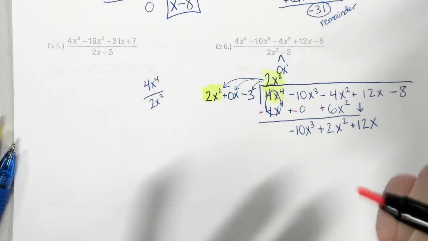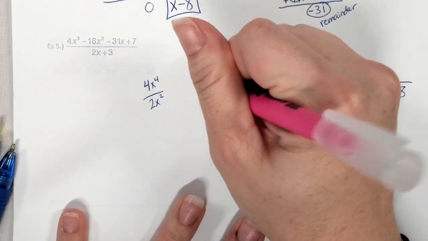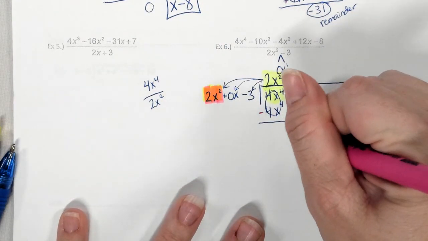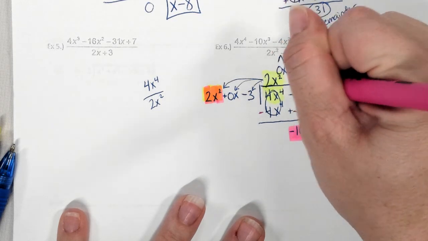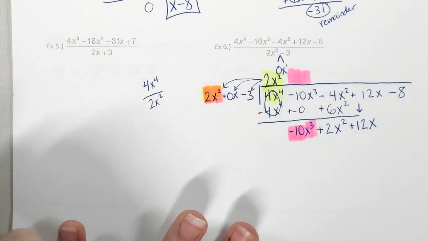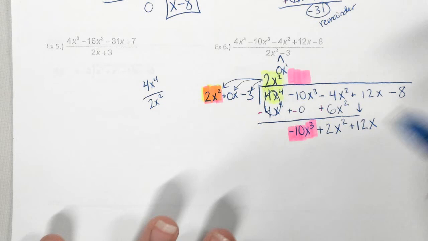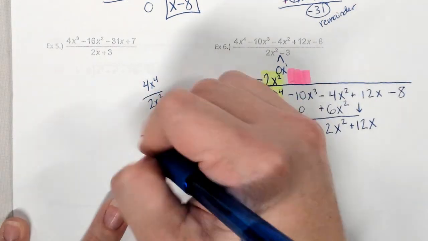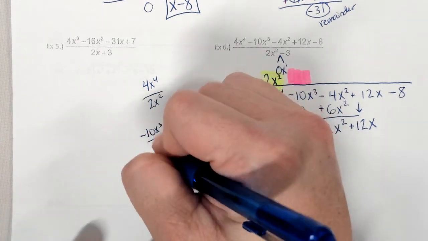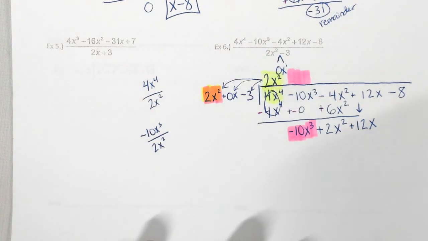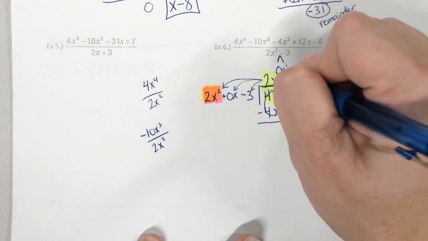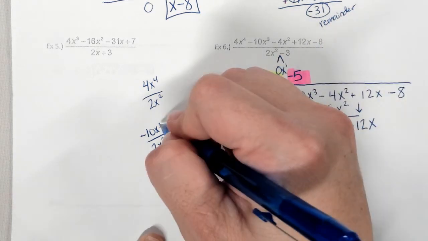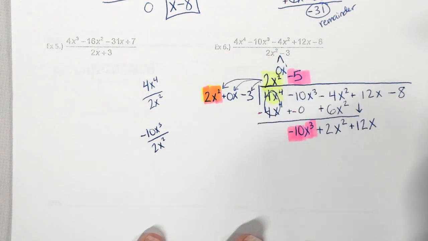And now I'm focused on the 2x squared, the negative 10x cubed, and my second term of my solution. So again, we can write it as division. Negative 10x to the 3rd divided by 2x squared. Well, what's negative 10 divided by 2? Negative 5. And then we subtract the exponent. So what's 3 minus 2? 1. So we have negative 5x is what that equaled.